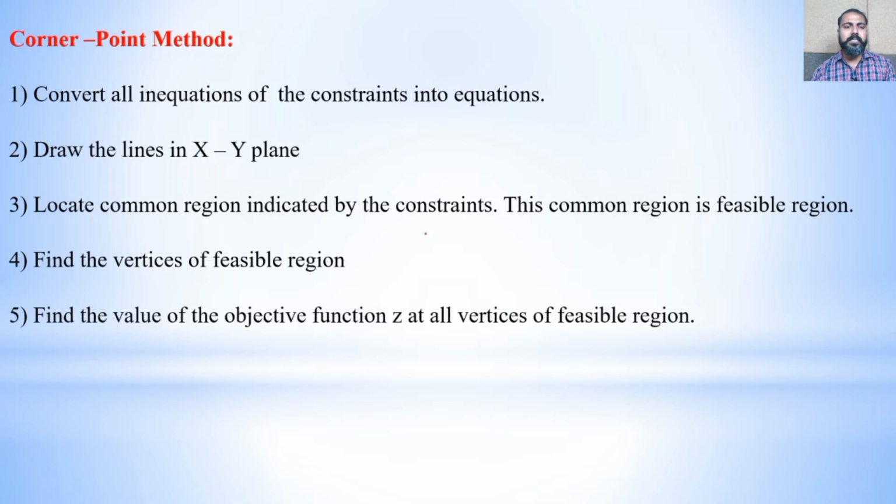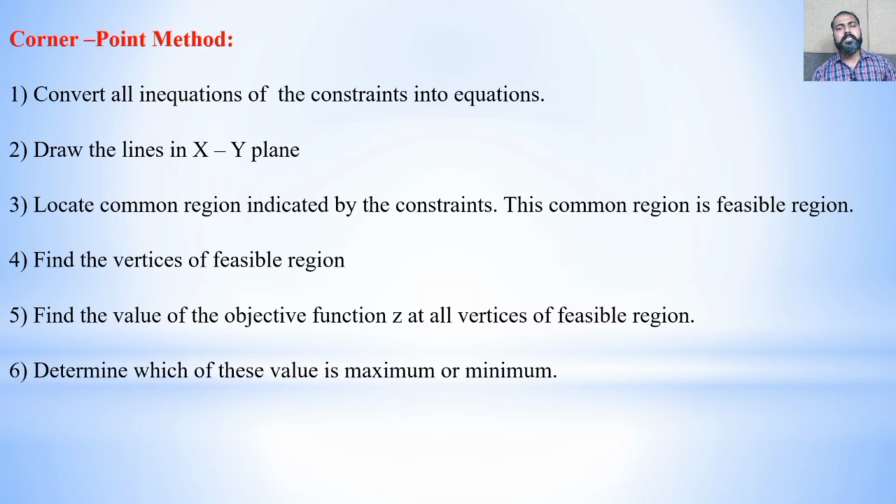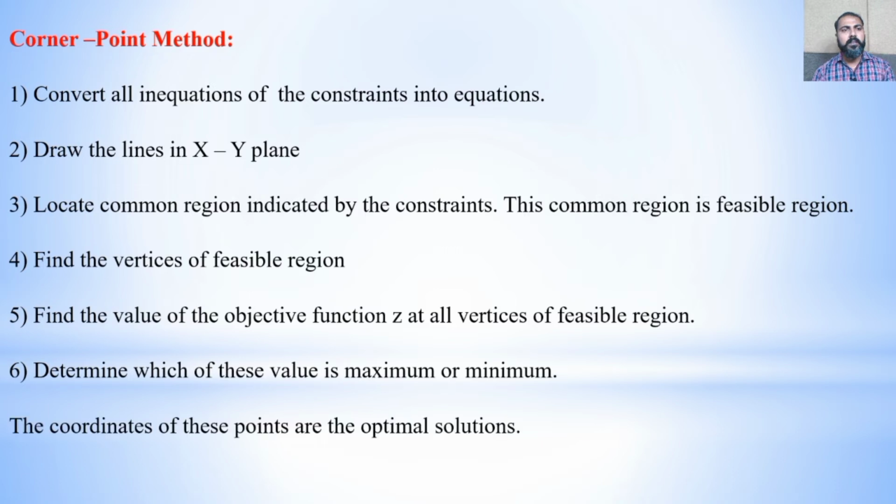Fifth step is find the value of the objective function z at all vertices of feasible region. Sixth step is determine which of these values is maximum or minimum, and the coordinates of these points are called optimal solutions. Students, remember all these steps to solve the problems on LPP. The problem on LPP is asked for 4 marks in board question paper.